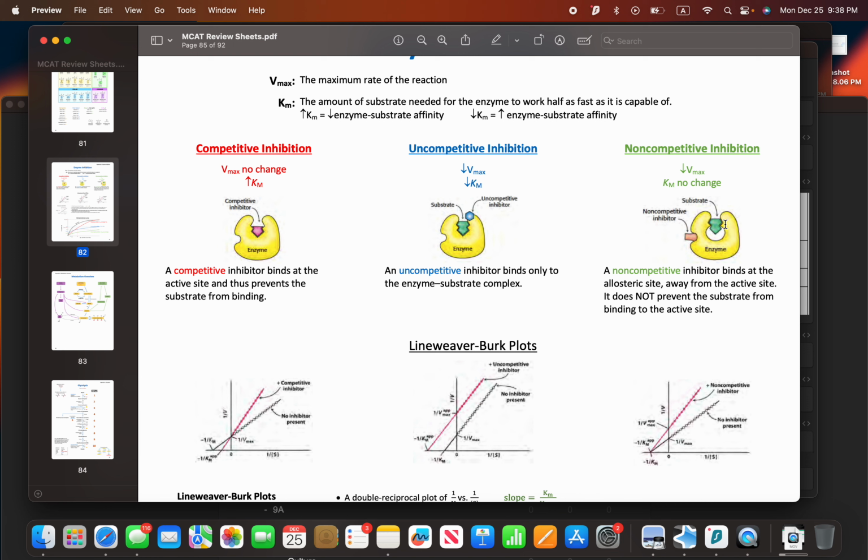Because that conformational change changes the active site, it means that the substrates do not sit on the active site. So no matter how many substrates you add to the enzyme, you cannot fulfill it anymore, right?